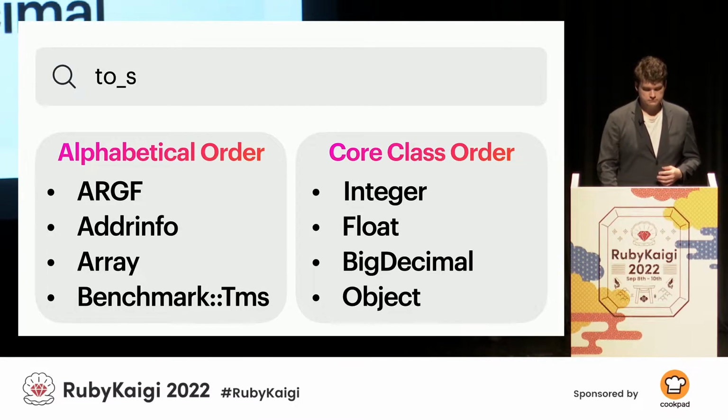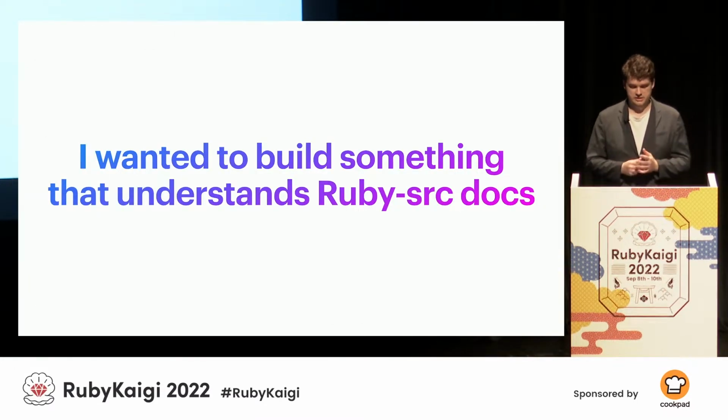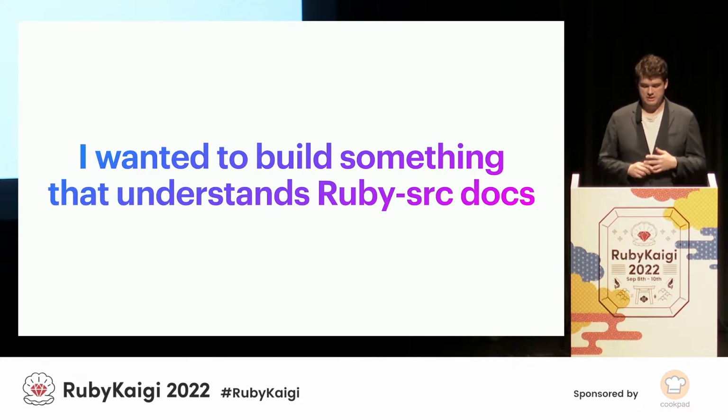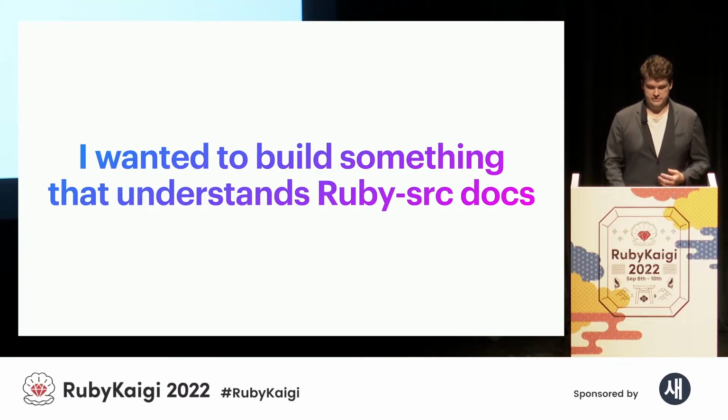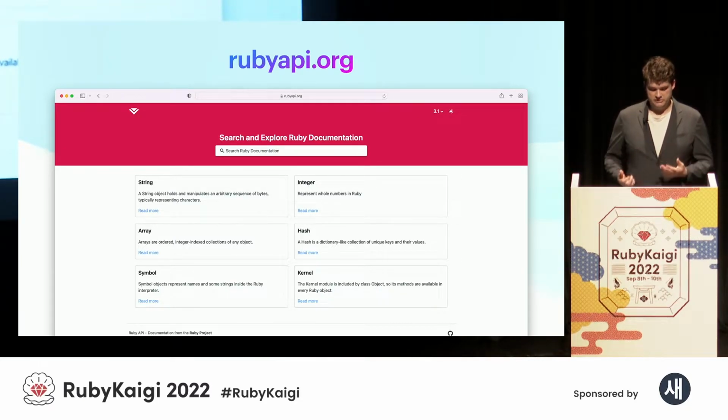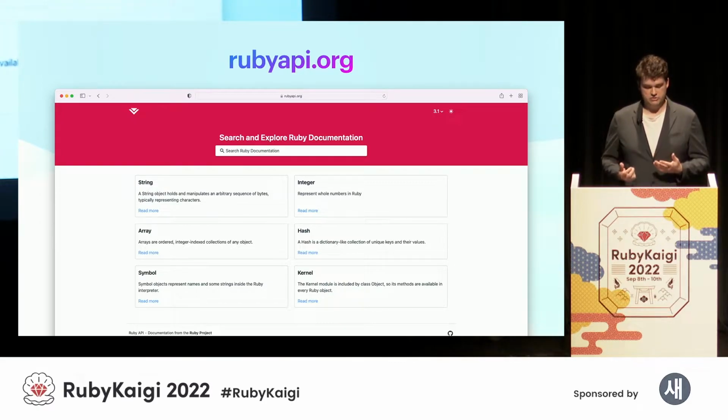So back in 2019, I started asking myself, could I build something that is able to consume and understand the Ruby source documents and understand what developers consider to be important and not important? And I did just that. In 2019, I made an app called Ruby API. This app solves problems for people trying to find and search documentation quickly.